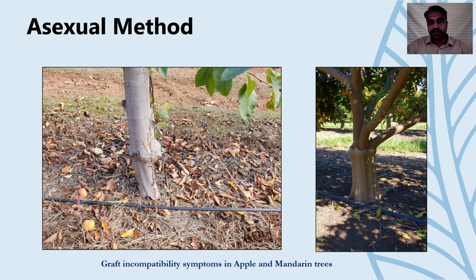The first picture is of an apple tree, where you can see the swelling happening just above the union. And over here, in the citrus, you can see the swelling happening over here. These are the symptoms of graft incompatibility appearing at the later stages. Sometimes it can seriously affect the productivity of the crop, or at other times it may not be very significant. But yes, these are the symptoms of graft incompatibility.